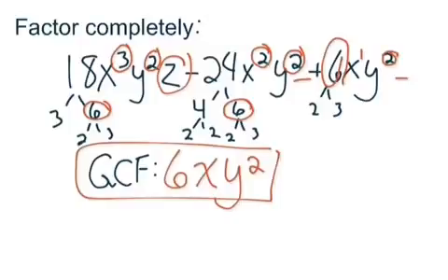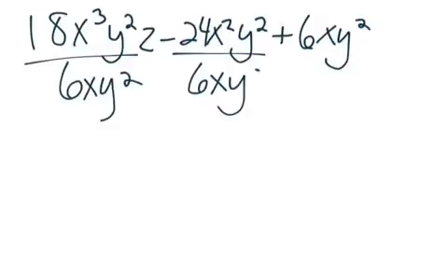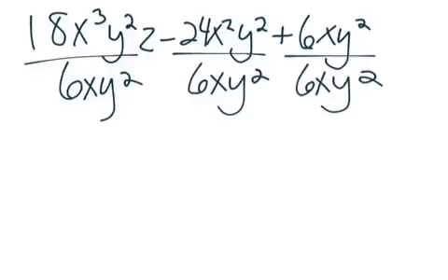Now let's go ahead and divide all of our terms by 6xy squared. 6xy squared, 6xy squared, and 6xy squared. Okay, 18 divided by 6 is going to be 3. For the x's, I have 3 minus 1, which is going to leave me with x squared. The y's are going to cancel themselves out, and I have a z there.